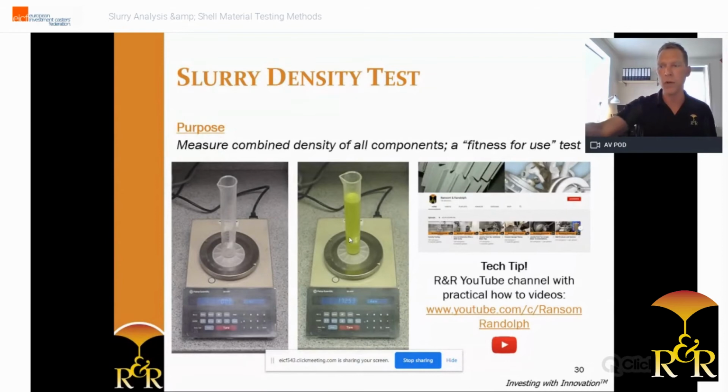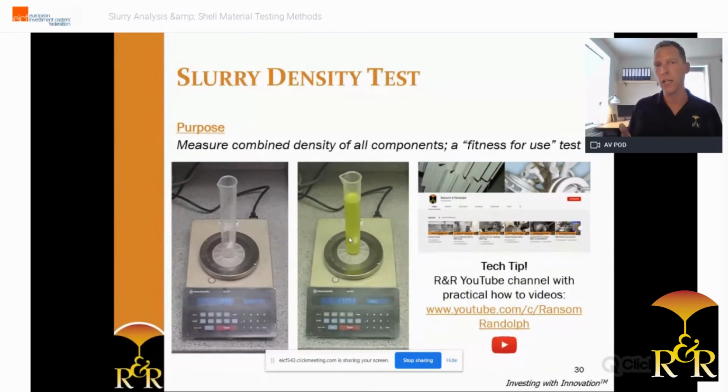It works very similar as with the binder density, but now we use a 100 milliliter cylinder. Don't forget to check these cylinders too. They say they're 100 milliliter, but it's not really exactly 100 milliliters, so it's good to check, and it makes some difference. Also, R&I has a YouTube channel where we made some different videos, and one is regarding the slurry density.